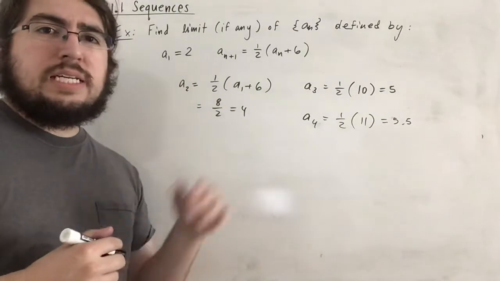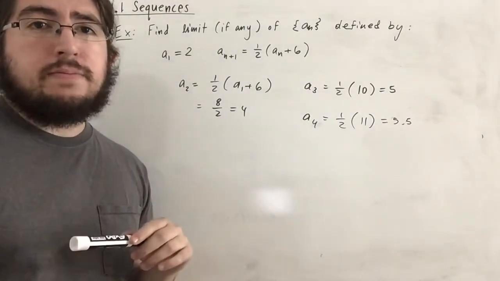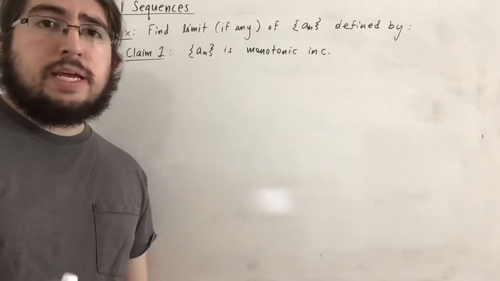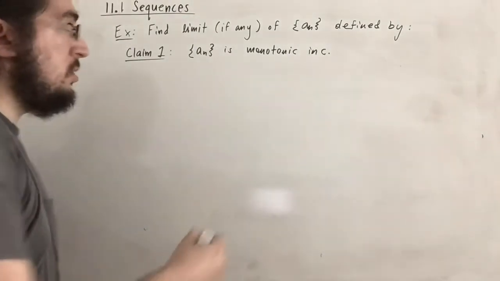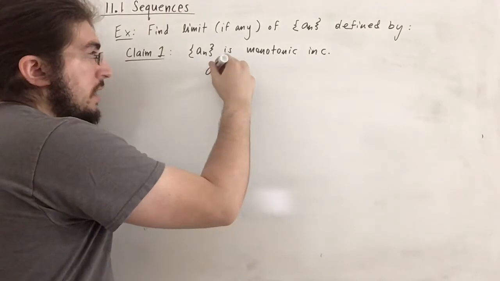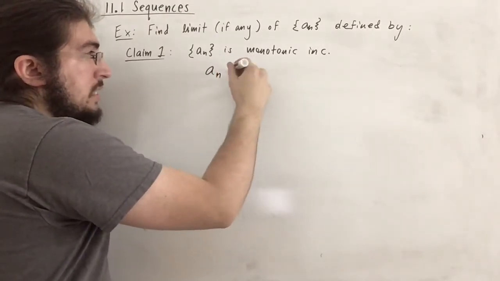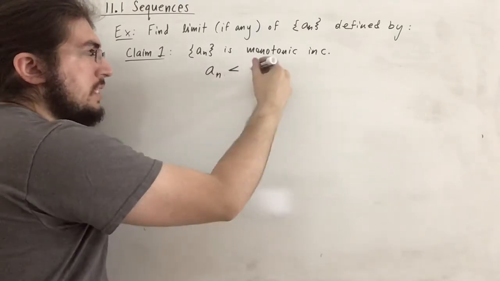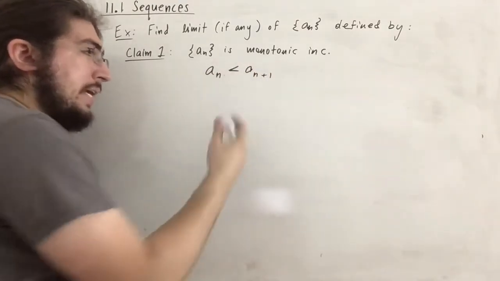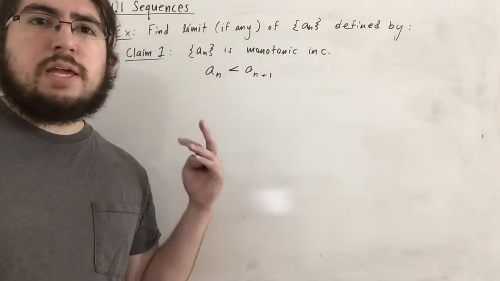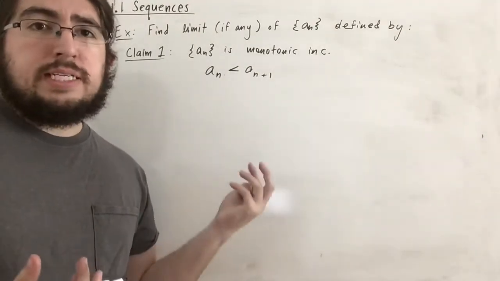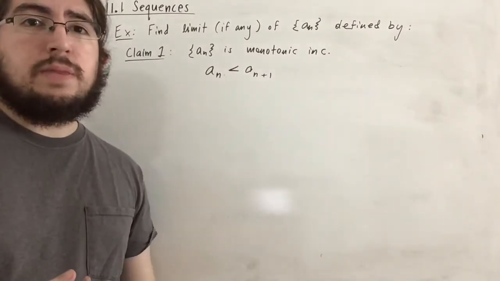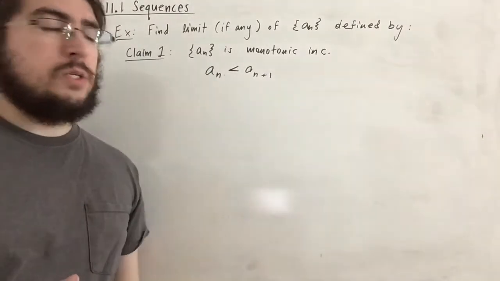So I'm going to erase this and write those two claims down right now. All right, so the first claim here is that a sub n is monotonic increasing, so it's purely increasing. And the way we're going to show this is we're basically going to show that a sub n is less than, purely less than, a sub n plus 1, the next term in the sequence. This is the way you actually would show that a sequence is increasing, that the next term would be larger than the previous term. Not or equal to, but strictly larger than.